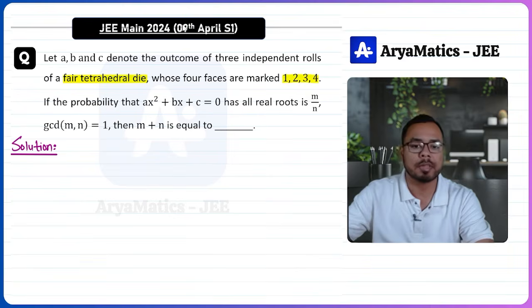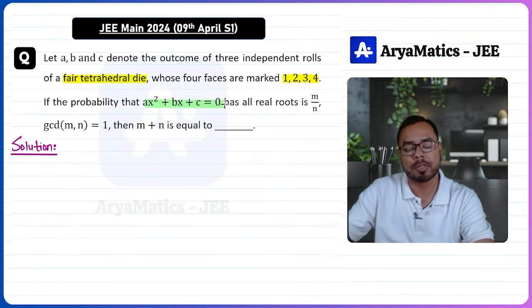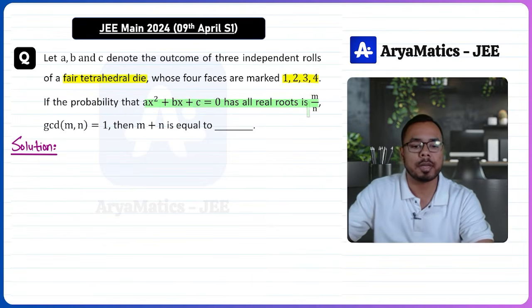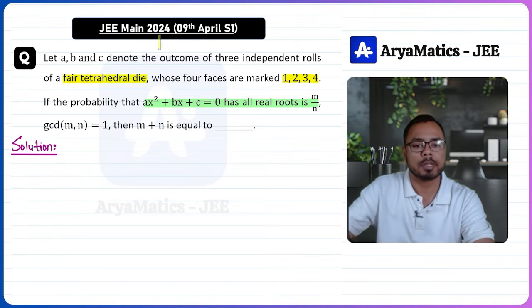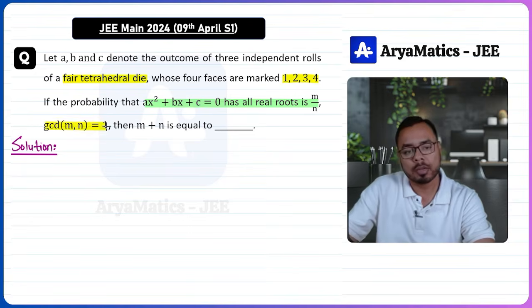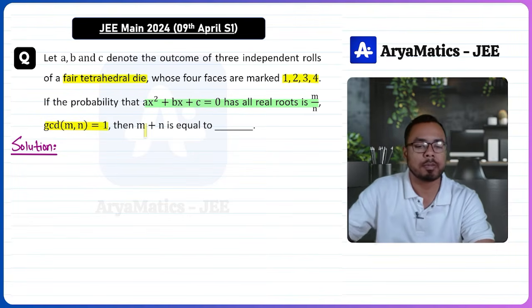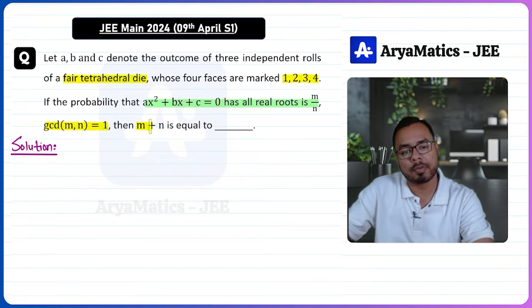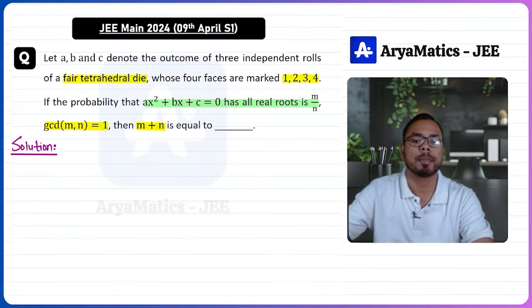The question is that if this quadratic equation ax square plus bx plus c equals 0 has all real roots, the probability of this thing is m by n, where m and n are co-prime numbers. That means there is no common factor between m and n. The greatest common divisor or the HCF of m and n is 1. Then we have to find the value of m plus n.